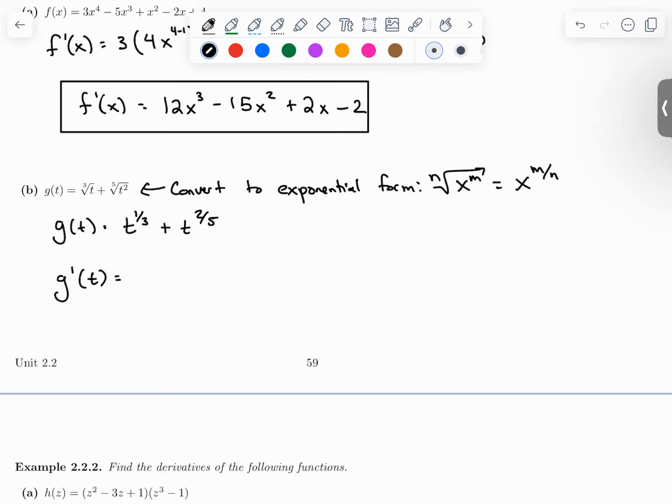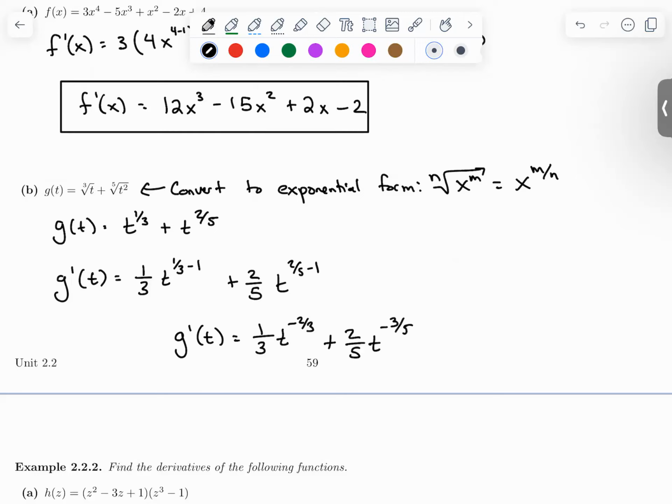Fractions are awesome. Now, I'm going to do it again in the nitty-gritty details, but if you feel comfortable skipping that, please do so. This becomes 1/3 t to the 1/3 minus 1 plus 2/5 times t to the 2/5 minus 1. And the trick being, I'm going to immediately write the answer. G prime of t is 1/3 t to the negative 2/3 plus 2/5 t to the negative 3/5.